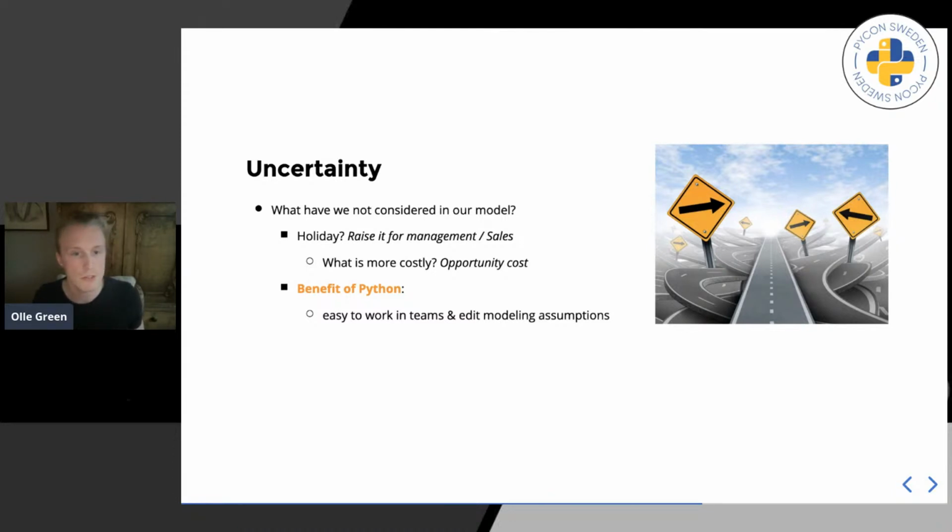The benefit of using Python here is basically that it's easy to work with, for just editing the code and also the modeling and assumptions. Jupyter Notebook, of course, is one of my favorite tools for this, as it's included with Markdown, so you can explain your reasoning and principles alongside your code.